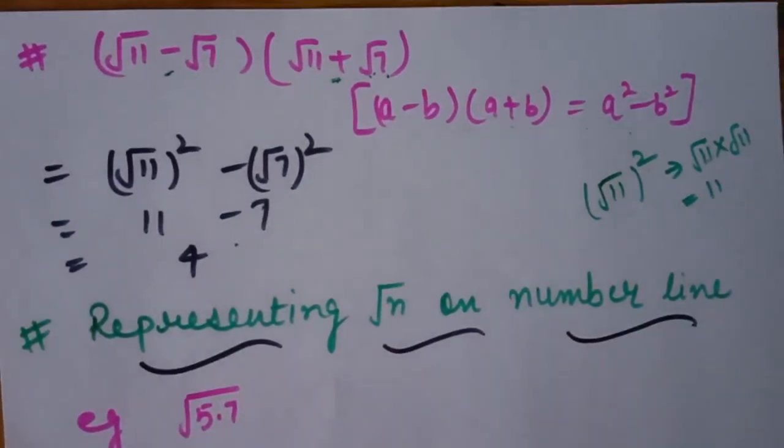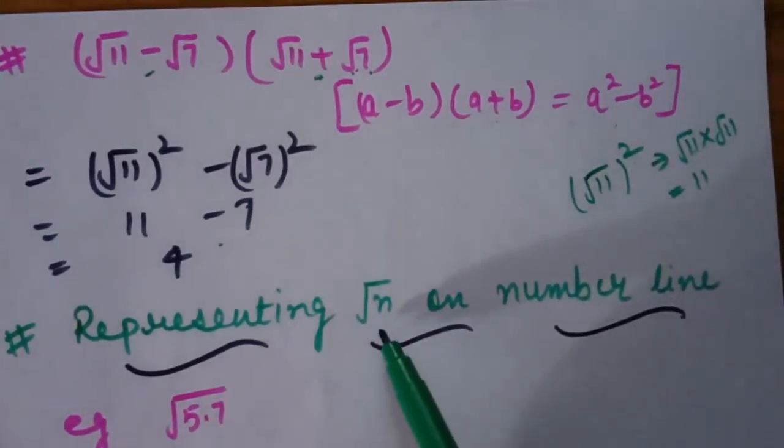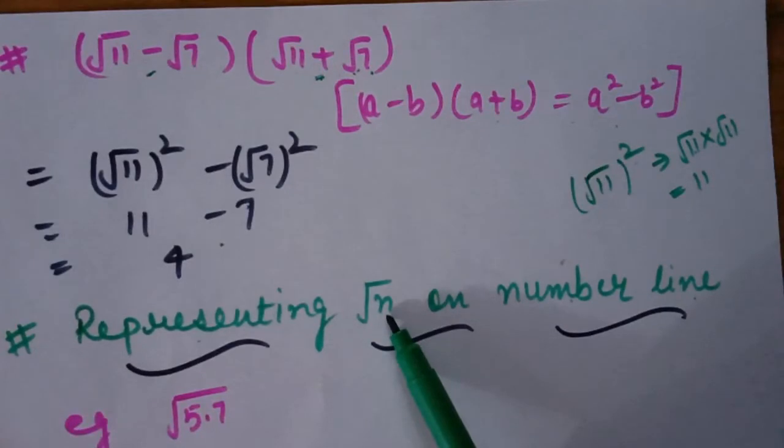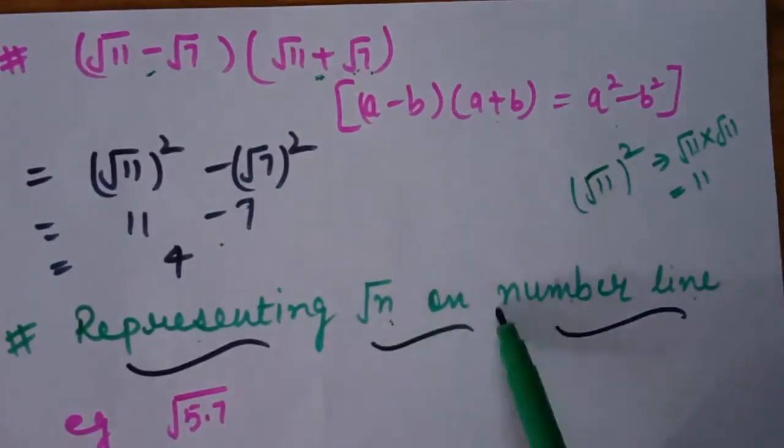Now these are all the operations which we will follow on real numbers in this exercise. Now the next topic of this exercise is representing root n, where n means a natural number, on a number line. It means now we are going to learn how we will draw the square root of a natural number on a number line. So I took an example, root 5.7.